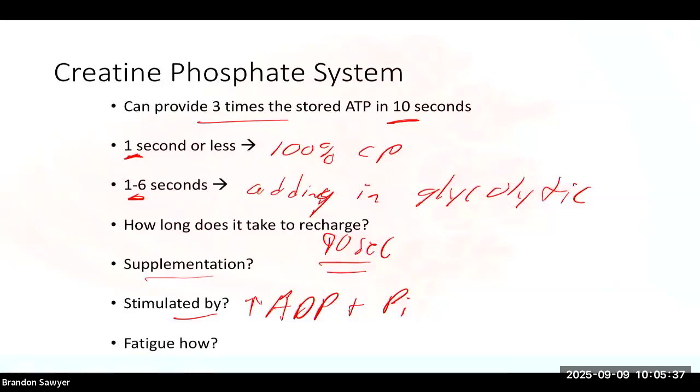Okay. And the way it fatigues is depletion of that phosphocreatine, right? So the creatine with the phosphate on there, we only have so much of that stored in our muscle. And so when we deplete that, this energy system doesn't keep working anymore.